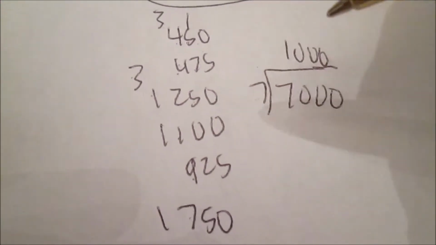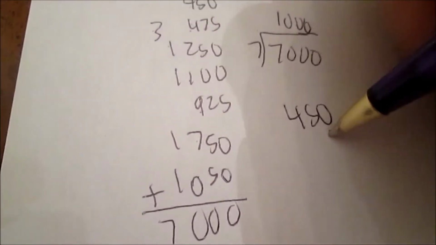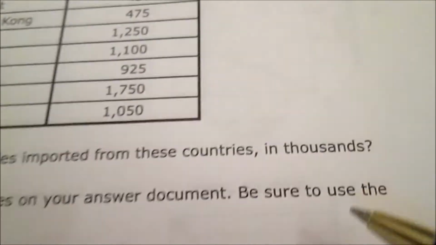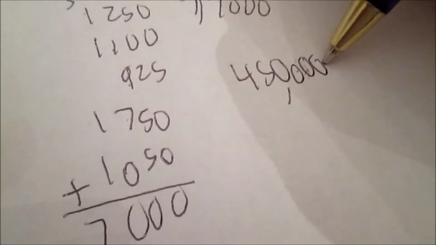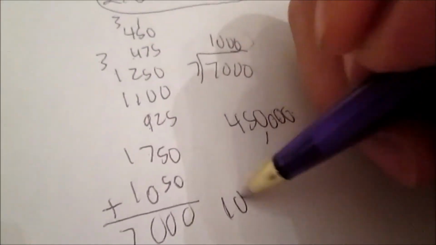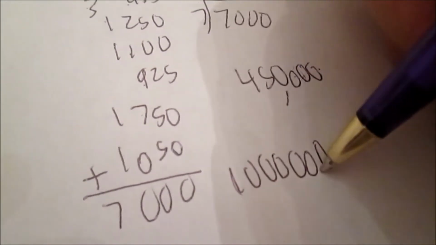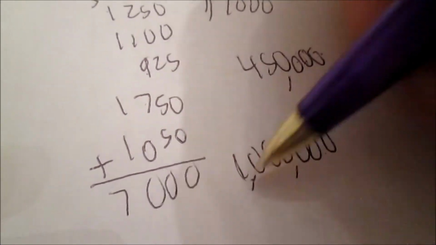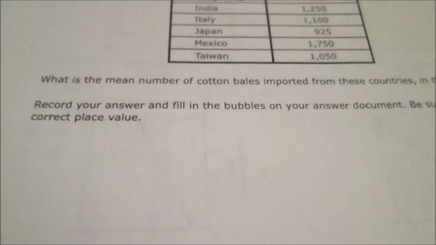But it says the answer in thousands. So if a random number from the table is 450, that means 450,000 because it says in thousands. So I get thousands by adding 3 zeros. When I have the mean, I have 1,000. I need to add those 3 zeros at the end. So here, 1, 2, 3, those are the zeros. Now I can put a comma here, comma there, and that's 1,000,000 is the average. And I would bubble in 1,000,000.